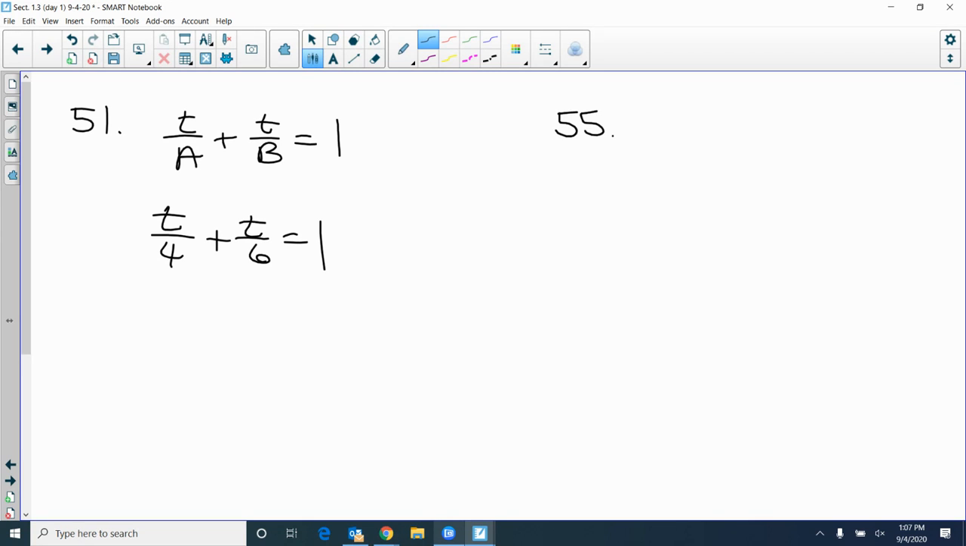55, however, the total time for the letter sorting machines is 8 hours. One is twice as fast as the other, right? All right, how do we set that one up? Zach, do you know how to set that one up? Or how did you set it up? I set it up as T over 6. You're looking at 51 or 55? Oh, I was looking at 51. All right, look at 55. I put T over X plus T over 2X, and then I said equals 8.